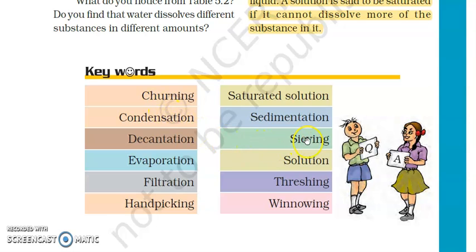Sieving is the method of separation of substances on the basis of the particle size. Using a sieve, the larger particles remain on the sieve while the smaller particles pass through the sieve and they are collected below. Then what is a solution? It is a mixture which is prepared by dissolving a substance in a liquid. The substance will be called the solute and the liquid will be called the solvent. Threshing and winnowing I have already explained.